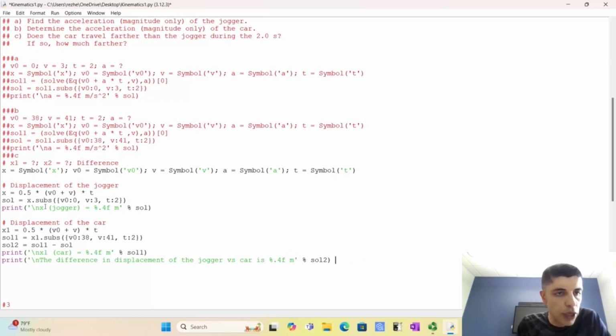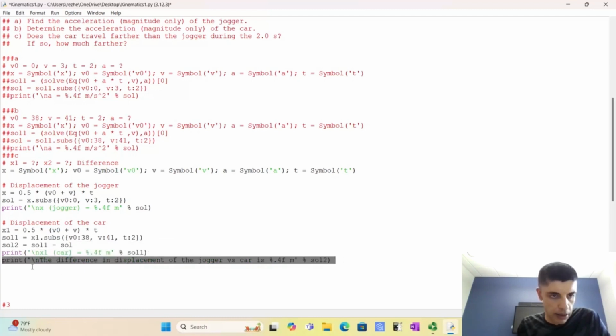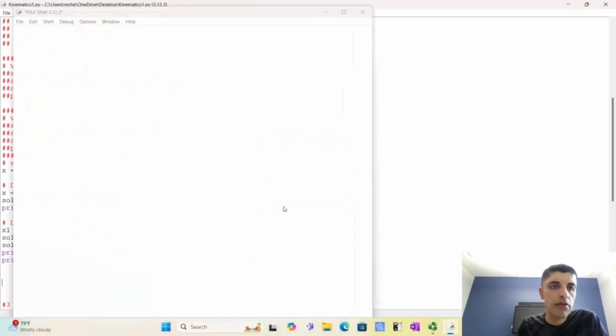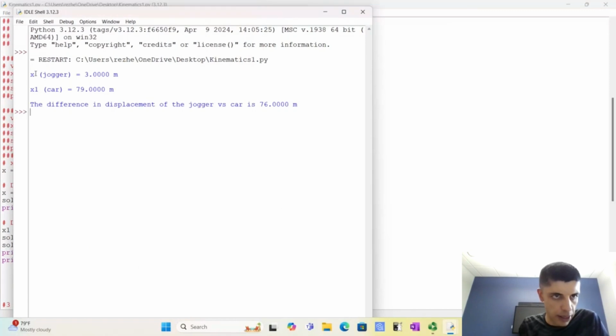All right, so what I've done here is x is going to be the displacement of the jogger, and x1 is going to be the displacement of the car, and they're both in meters. And then in this last line of code for this problem, we take solution 2, that is the displacement of the car minus the displacement of the jogger, the difference of those two. Let's go ahead and run this, see what we get. So the displacement of the jogger is 3 meters, displacement of the car is 79 meters, and the difference of the two is 76 meters. So that's how we solve that problem.